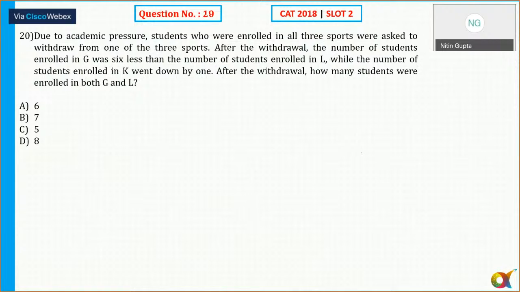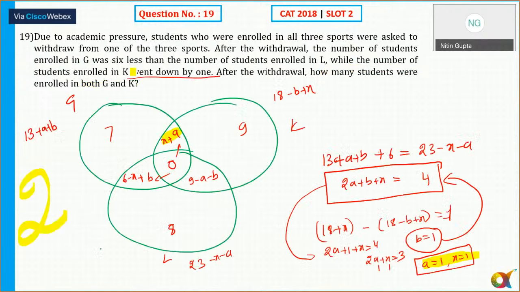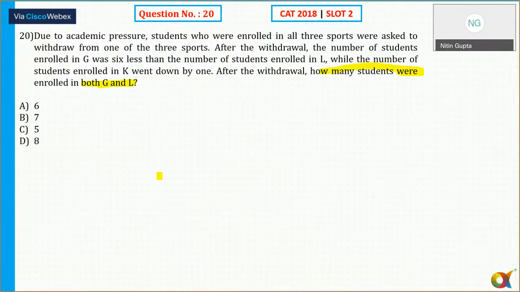And the last question. Same data after the withdrawal, how many students were enrolled in both G and L? So I need to calculate both G and L. Both G and L is 6 minus x plus b. So x is 1 and b is 1. So 6 minus 1 plus 1, that will be 6. So the answer is option number A, that is 6.